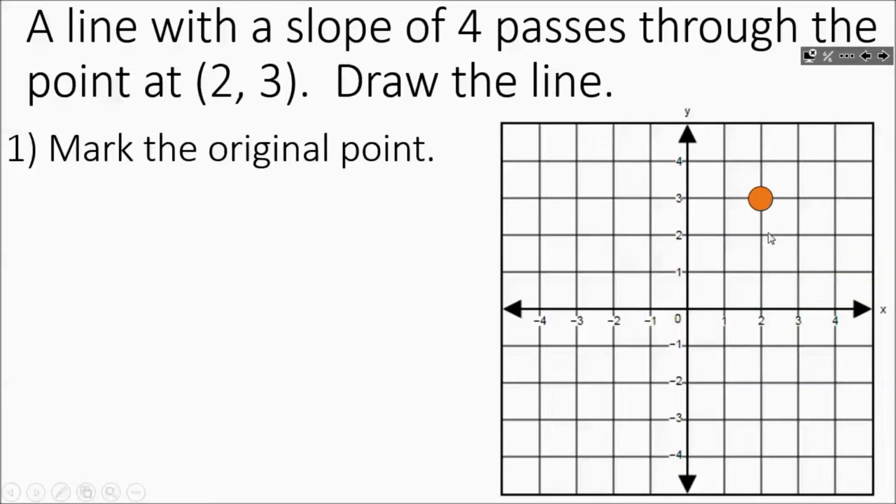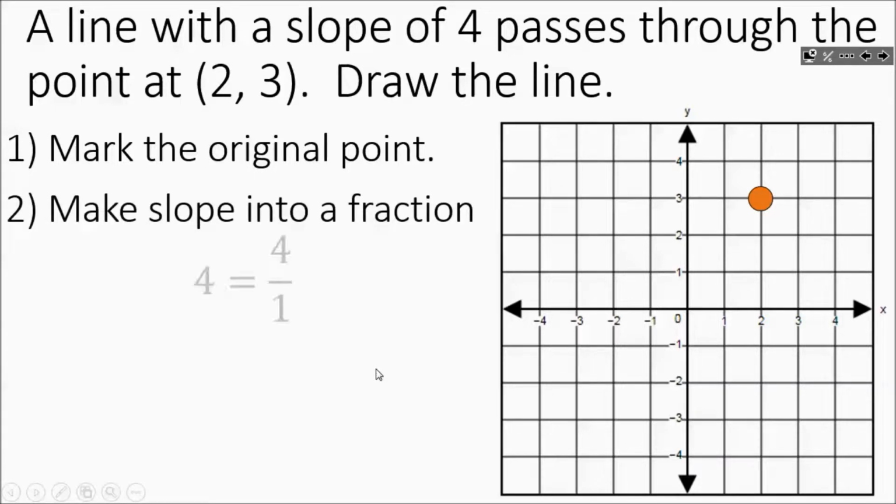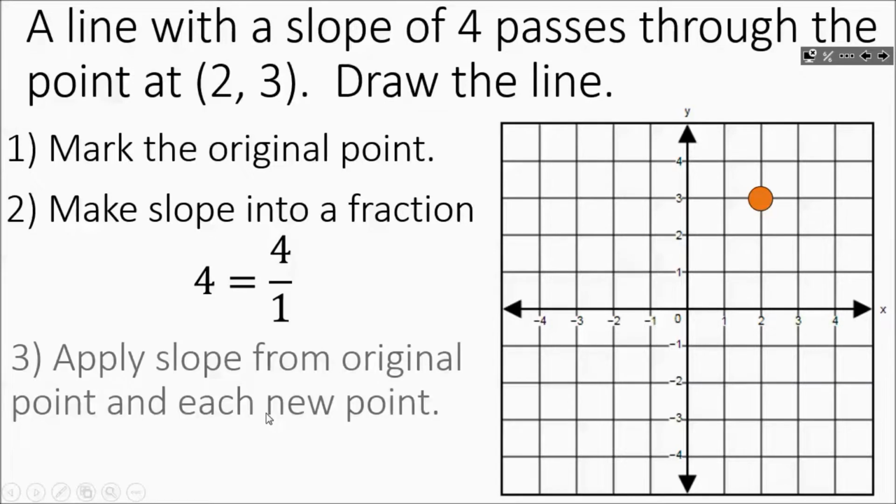From there, we're going to do our slope of 4. We're going to think of 4 as 4/1. So we're going to now apply the slope from our point that we drew. We're going to go ahead and think of this +4 on vertical change as up 4, +1 is right 1. Well, if I go up 4, right 1, I'm going to be off the graph.